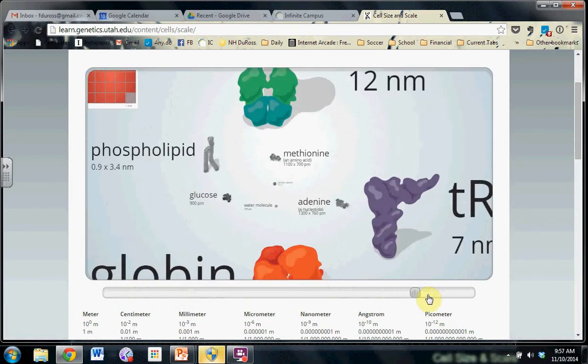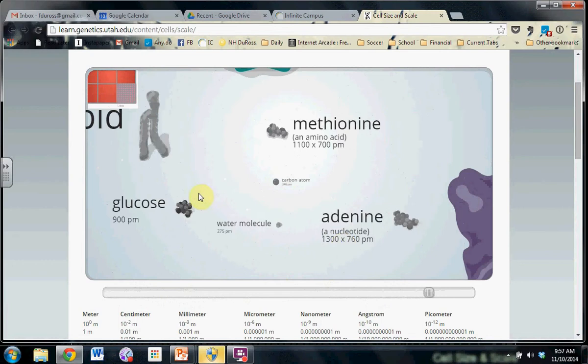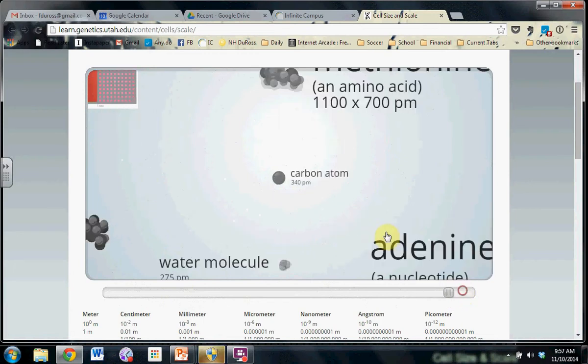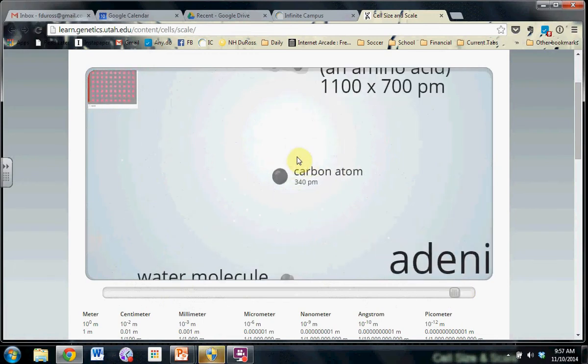Then we start to get into actual molecules, things like a glucose molecule. That's small. A water molecule. Adenine is a nucleotide. And then we get to the very small scale of individual atoms, carbon atoms. Now the scale we're talking about here is below micrometers, below nanometers even. We have angstroms and picometers, very, very, very tiny units of measurement. So that's the scale we're talking about here.